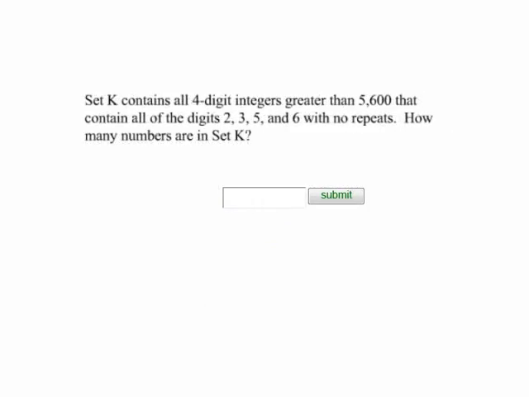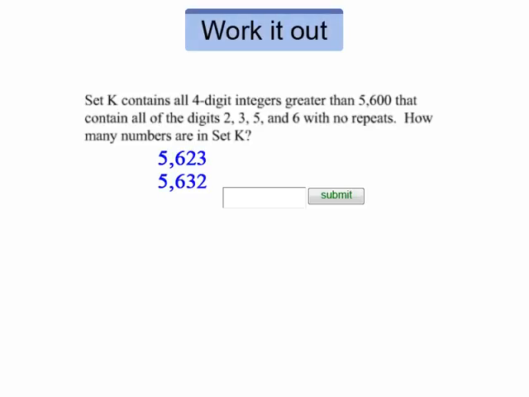Now this is one where we want all the 4-digit integers greater than 5,600 that have the digits 2, 3, 5, and 6 with no repeats. So how many numbers are in this set? Okay, let's start easy. We've got 5,623 and 5,632. Well, that's as high as we can go above 5,600 with the 5 in the thousands place.